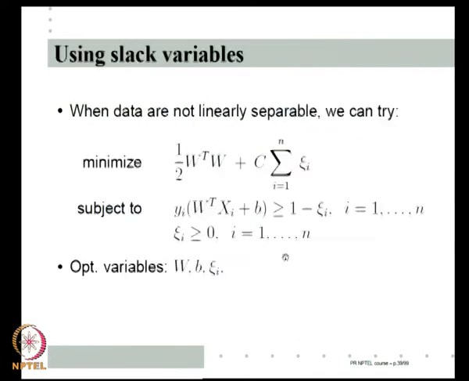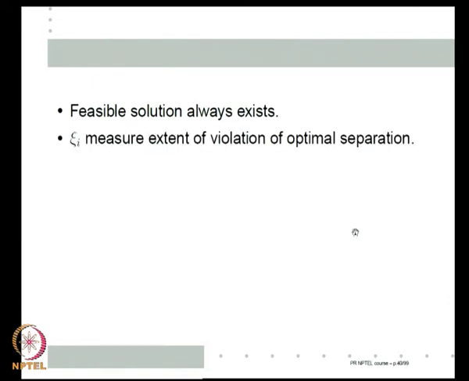The first thing about this is that a feasible solution always exists. You give me any W, b, I put a corresponding yi and xi here for each i. If it is greater than 1, I am fine, I will take ji to be 0. If it is not greater than 1, whatever slack I need, I take that into ji. So, any W, b is feasible now, because I can always find ji to satisfy this. There is no problem finding a feasible solution; it always exists.